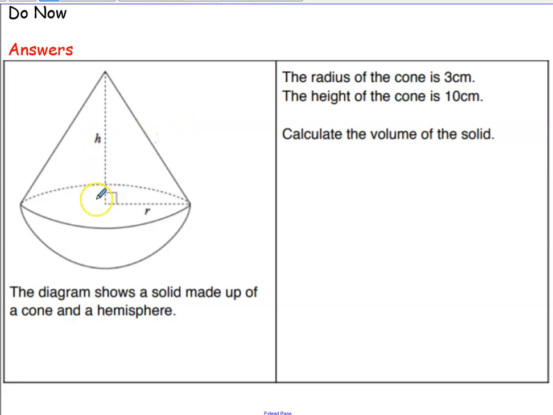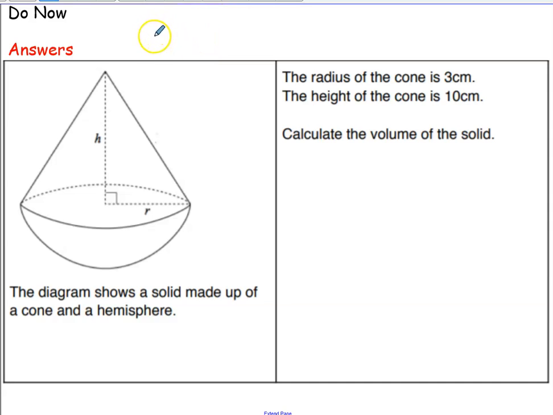So we have this nice solid that's made up of a cone and a hemisphere, okay? So we want to work out the volume of this solid. So the first thing that you want to do, in terms of this one, I would work out the hemisphere first, which is half of a sphere.